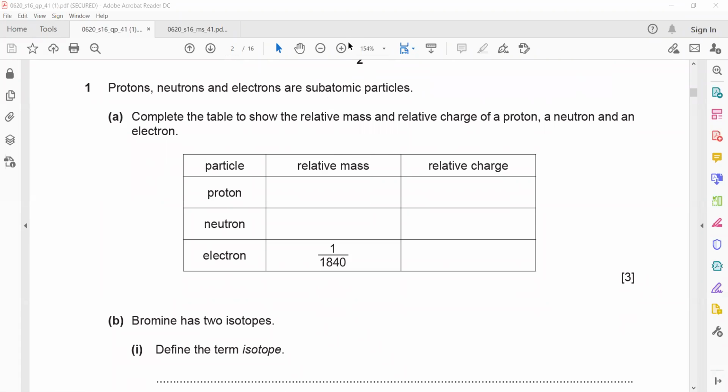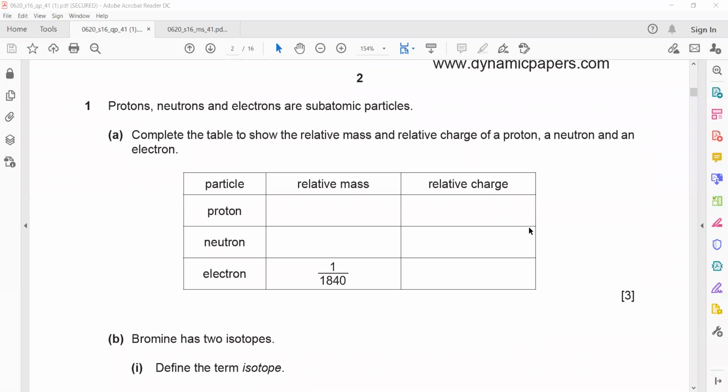The first question: proton, neutron, and electrons are subatomic particles. Complete the table to show the relative mass and relative charge of proton, neutron, and electron. So use the screen annotation to fill up this.